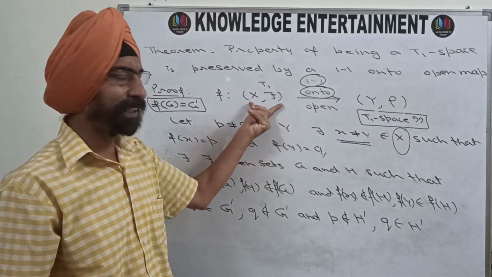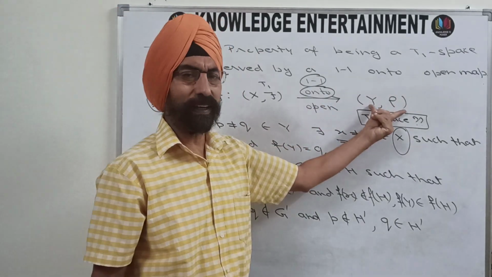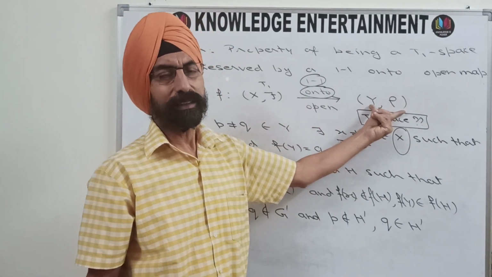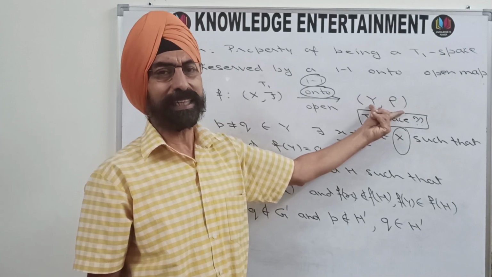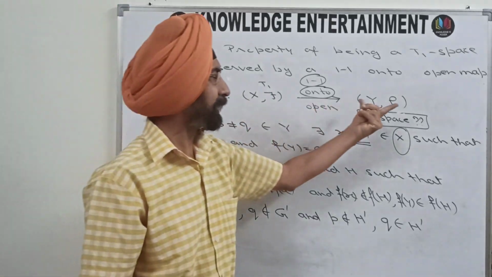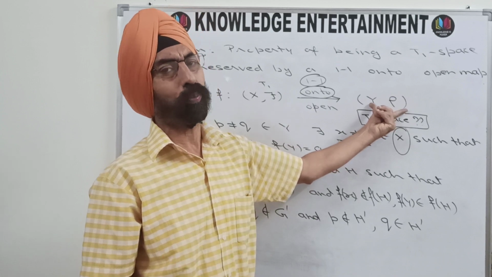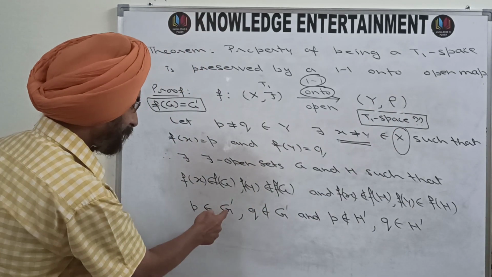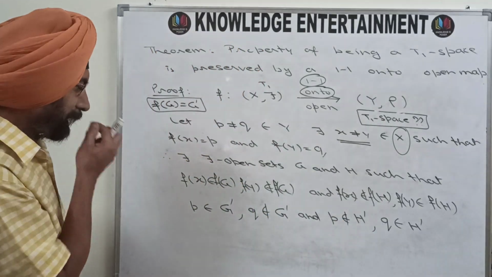So G and H are open, so their images f of G and f of H will be open here, and I have renamed f of G as G dash and f of H as H dash. That means G dash and H dash are open here. Open here means they are row open sets. So this G dash and this H dash are row open sets.